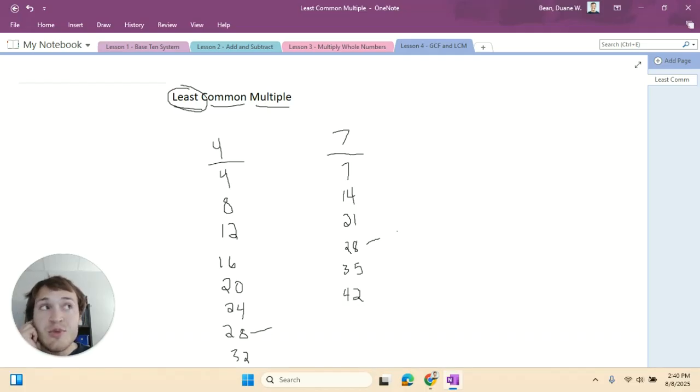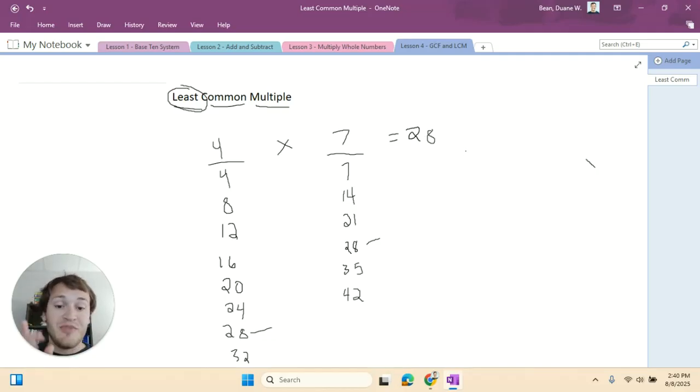Now, there are some tricks we can use to make this process a little easier. I was going off vibes for when we stopped listing out multiples, because we could list out multiples forever. How do we know exactly when to stop? Well, here's a little trick. Often, not always, but often, the least common multiple between two numbers is the product of those two factors. So 4 times 7 is 28, which happens to be the answer for this problem.